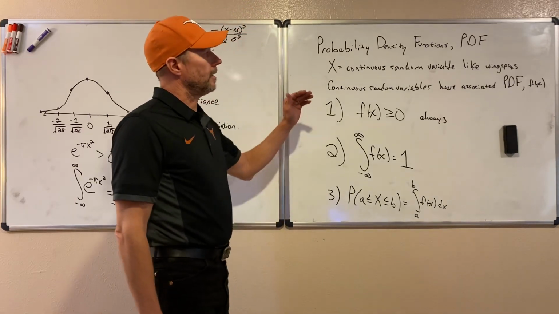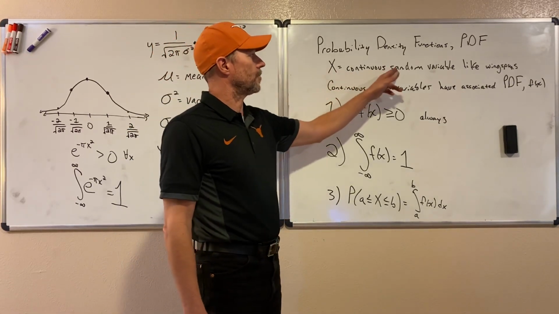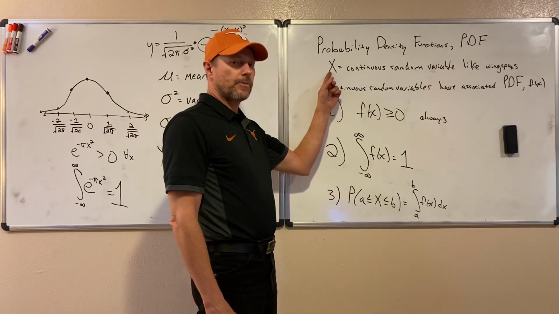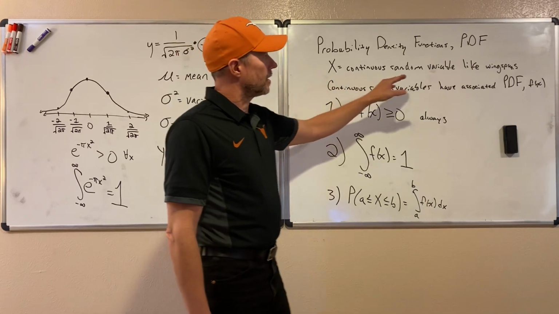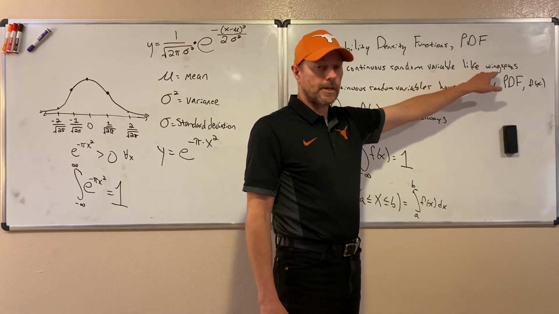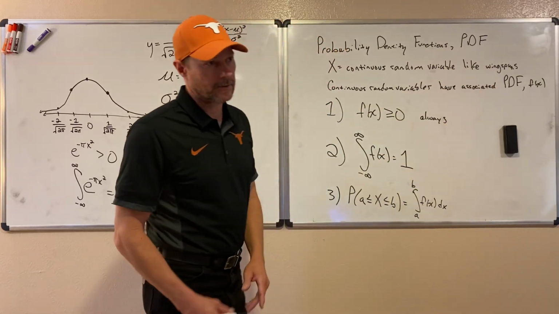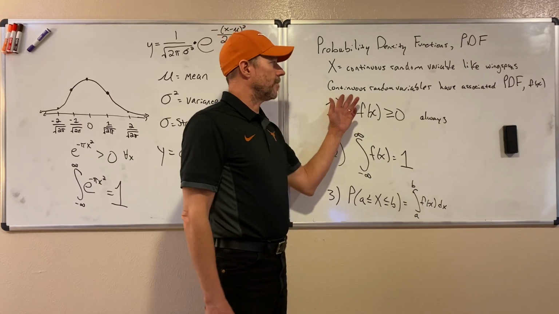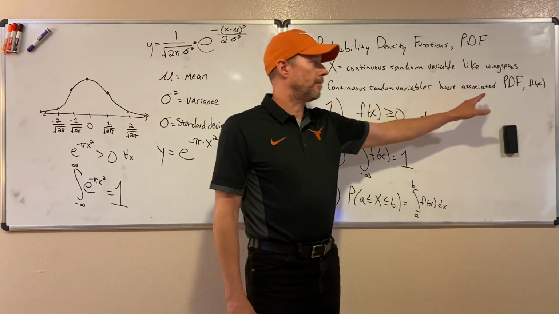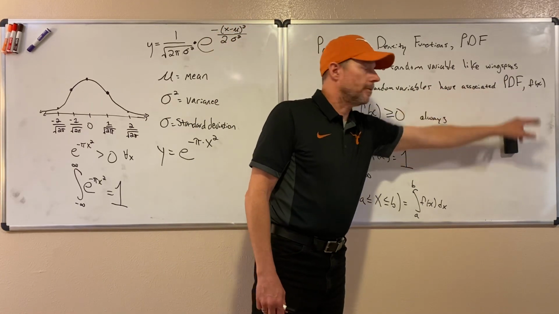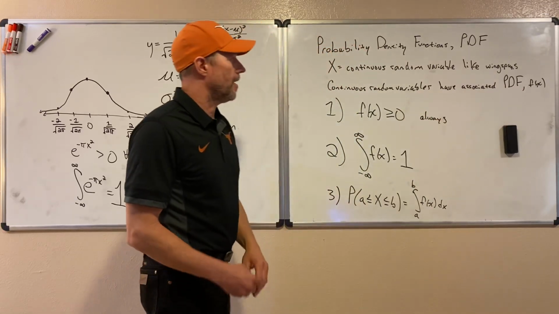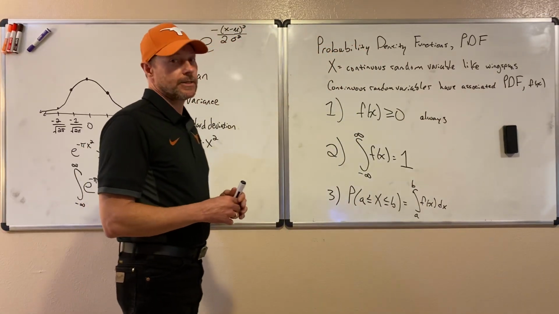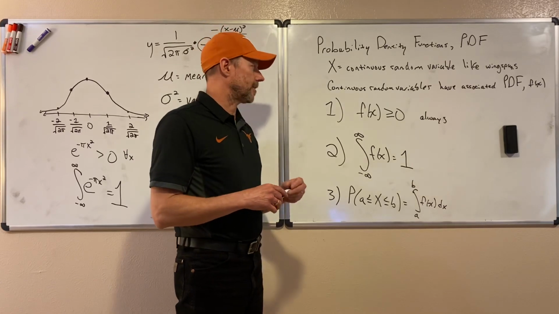In statistics, we study continuous random variables, and we represent them with a capital letter X. Continuous random variables are things like wingspans or baby weights or volumes of gas. Continuous random variables have associated PDFs denoted with f of x. And these probability density functions have these characteristics here.